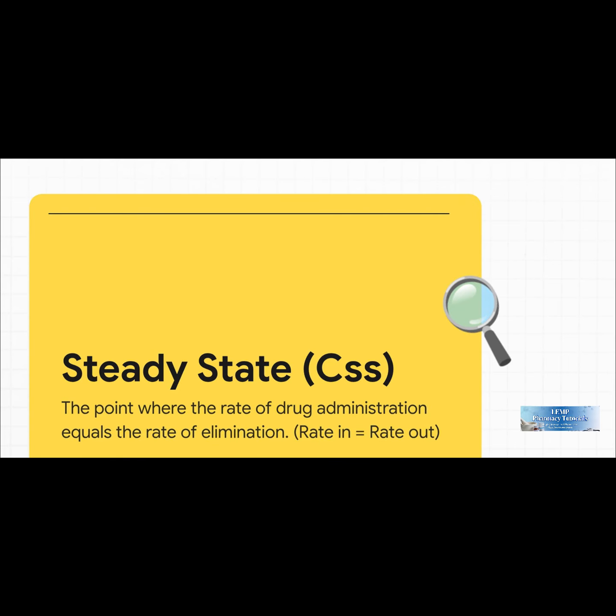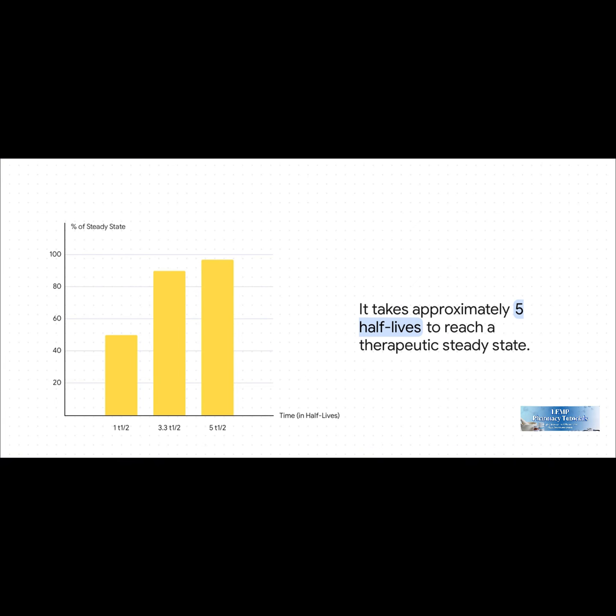The concentration isn't perfectly flat, of course, but it bounces up and down within a predictable and, most importantly, an effective range. So how long does it take to hit this sweet spot? Well, there's a fantastic rule of thumb for this. After just one half-life, you're already 50% of the way there. After about 3.3 half-lives, you're at 90%. But the magic number we're really looking for is 5. For all clinical purposes, we say that after about 5 half-lives, you've reached steady state.